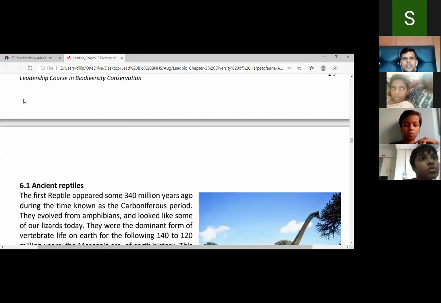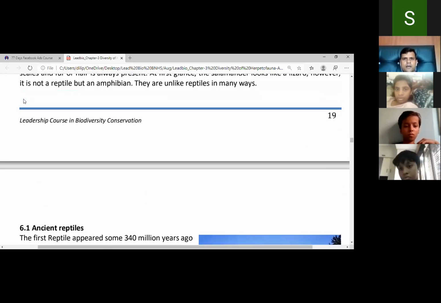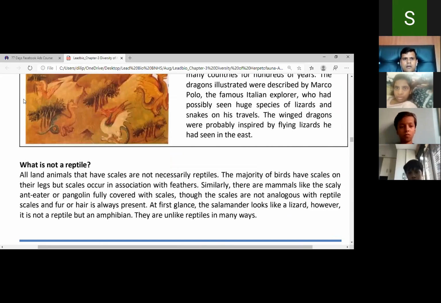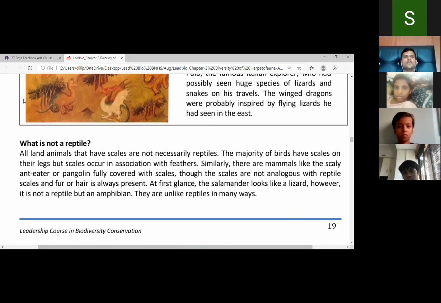Okay, this paragraph is very important. What is not a reptile? Can you read this? What is not a reptile?